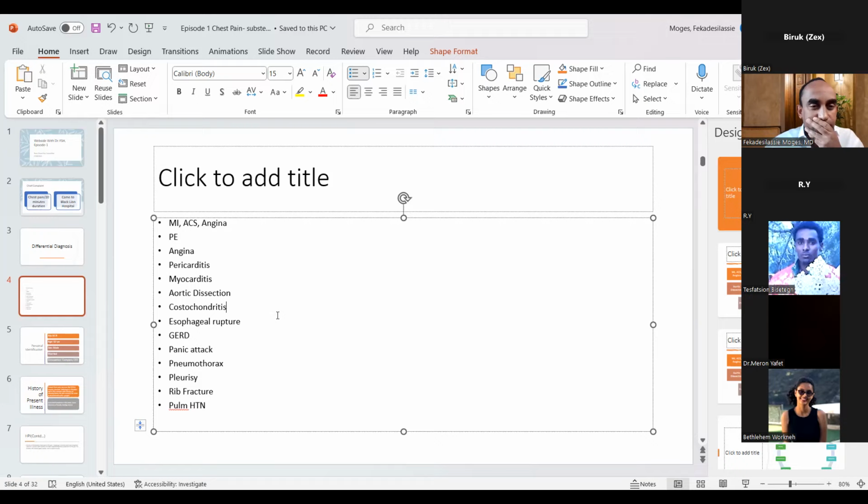So costochondritis, I think it's an okay differential to start with, because of the location of the pain, substernal, close to the ribs, so the inflammation could be there. But whether it would be this acute is a little bit of a question, but at least the location fits. Yeah, I agree with you.